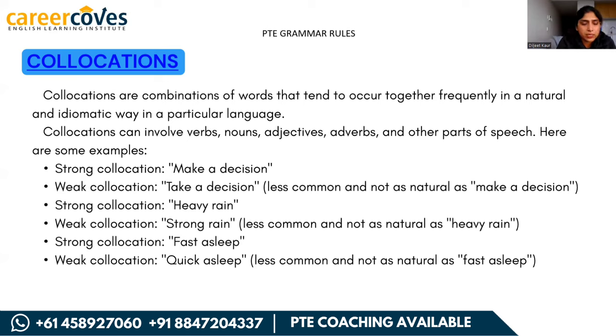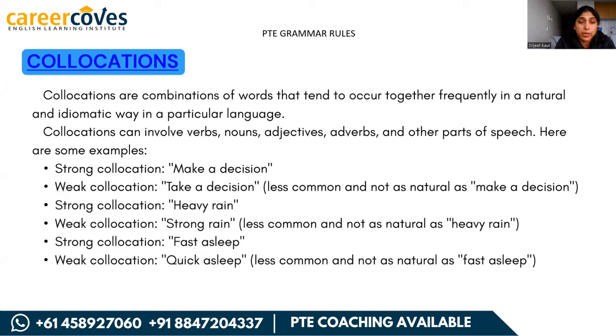Next one is collocation. There are many collocations. Even PT have uploaded a big list for this online. But it's very hard to memorize all of them. But I think whatever is coming in front of you, just keep it in mind. So collocations are combinations of words that tend to occur together frequently in a natural and idiomatic way in a particular language. Collocations can involve verbs, nouns, adjectives, adverbs and other parts of speech. Here are some examples you can see.